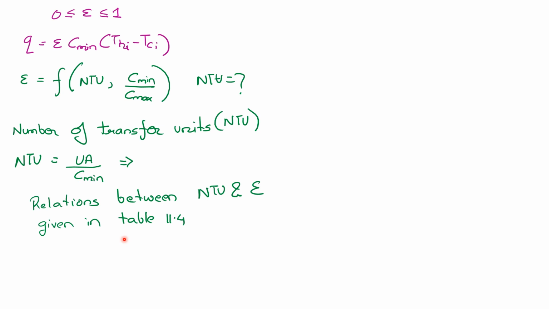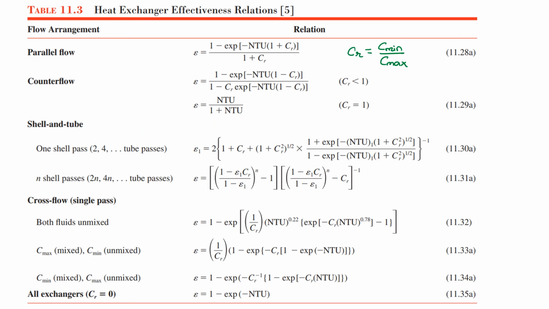And the relation between NTU and effectiveness varies for different geometries and different types of heat exchangers. So you'll have a different relation if it's a concentric tube and parallel flow, or a counter flow. If you have a cross flow heat exchanger, and if you have baffles, or if you have fins, you will have a different relation, and the relations are given in table 11.4. So this table looks something like that. For a parallel flow heat exchanger, if you know the ratio between your Cmin and Cmax, so let's say if your cold fluid has a smaller value than your hot fluid, you'll divide the heat capacity rate of the cold fluid by the hot fluid, you'll get Cr, and that's the only thing you will need to find the effectiveness of that heat exchanger.